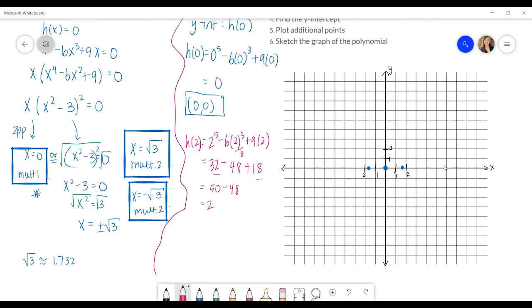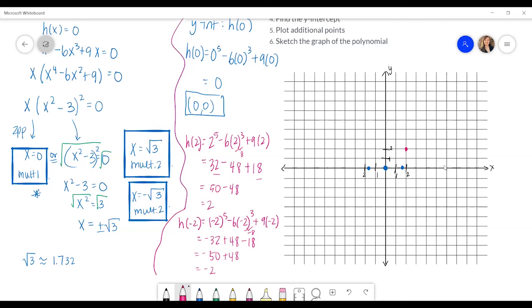And that kind of agrees. I did positive 2, so I should plot it over here. So let's try negative 2. I went in the wrong direction. So that's negative 2 to the 5th minus 6 times negative 2 cubed and 9 times negative 2. So that's negative 32. This would be a negative 8, so plus 48 minus 18. So do you see that's the same thing with opposite sign? Negative 50 plus 48. This would be a negative 2.